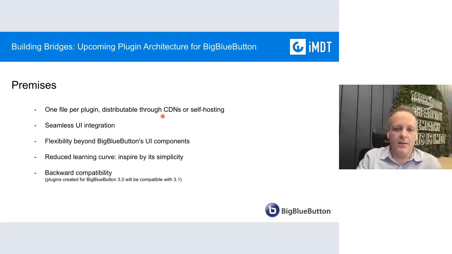So let's say I create a plugin, I invite others to try the plugin. They can download the file and host it in their own BigBlueButton server, or I can send a link, and this link can be used by others consuming directly from the CDN.